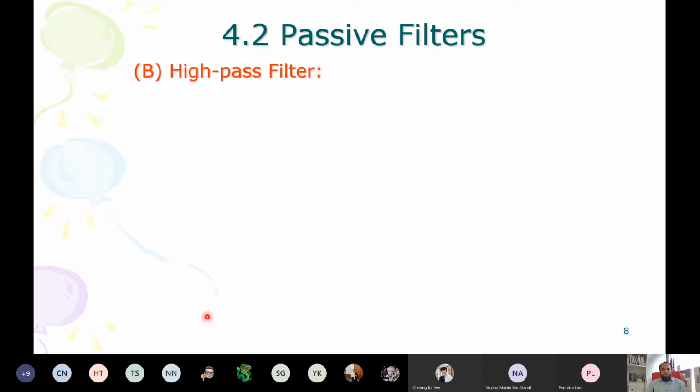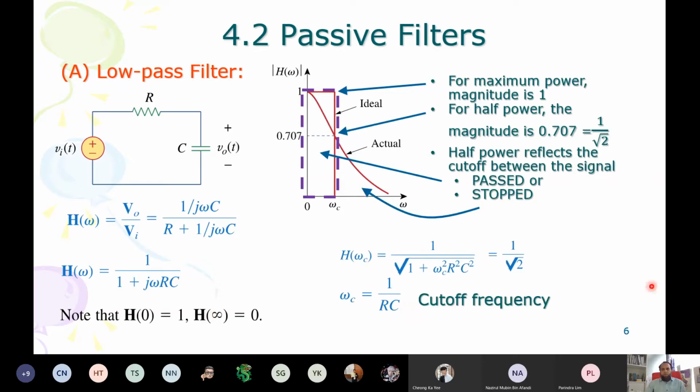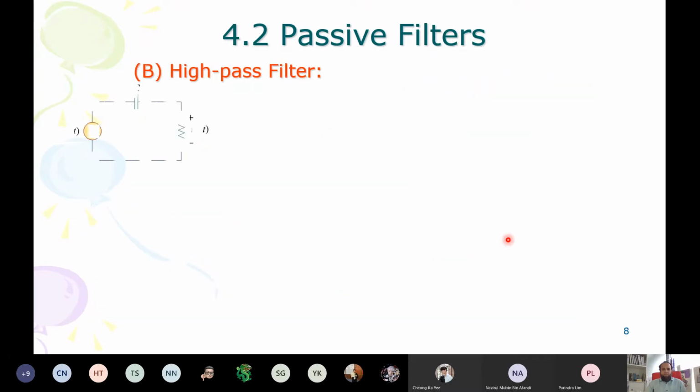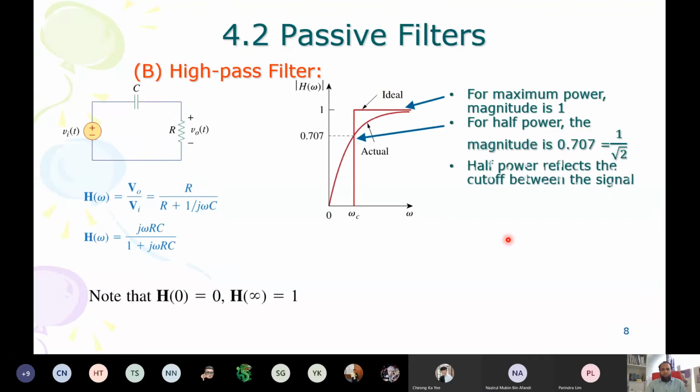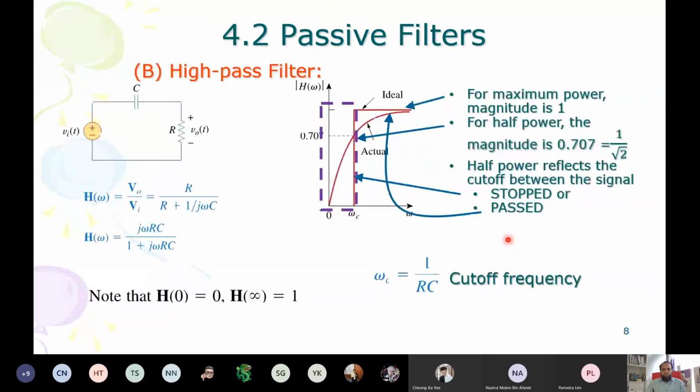Similarly, we know that the half power frequency is the cutoff frequency. Half power frequency is when the magnitude is 1 upon under root 2. We have done this in some of the previous slides. And then of course cutoff frequency. This is the formula. Luckily for low pass and for high pass, both the formulas are the same. Once again, we found the transfer function. We put 0, we get 0. We put infinity, we get 1. This means it's a high pass filter.